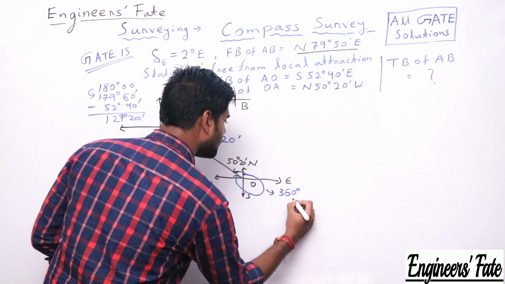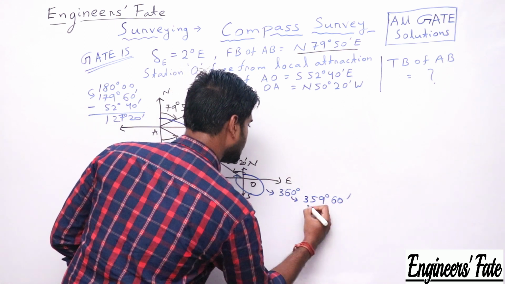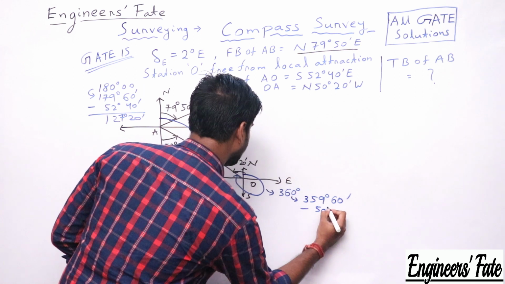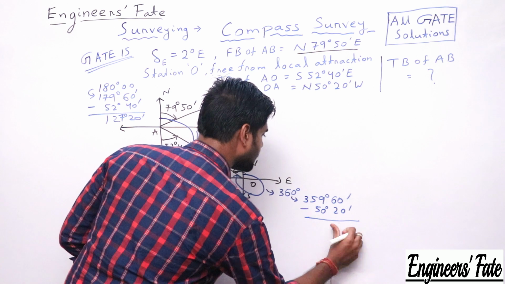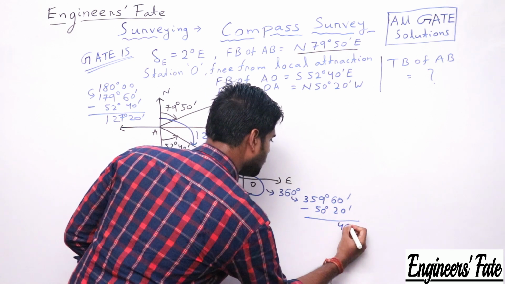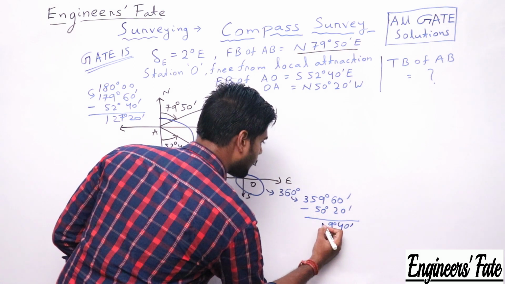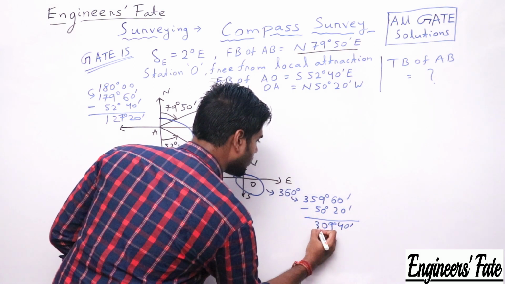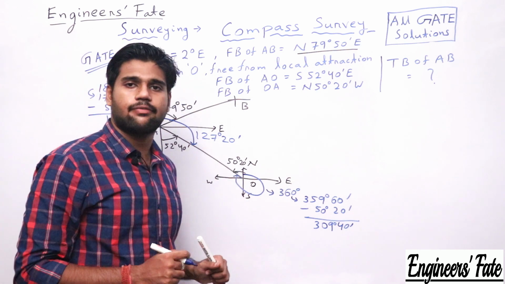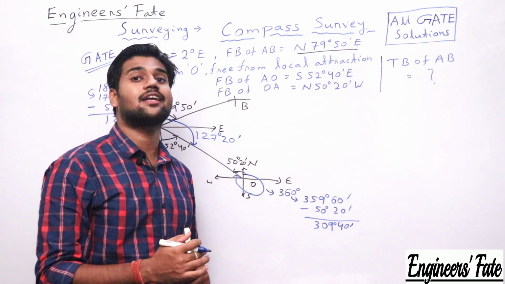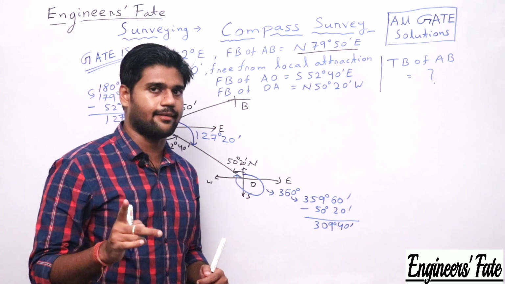I can write it as 359 degree 60 minute minus 50 degree 20 minute. So this will be 309 degree 40 minute. So the station O is free from local attraction, means whatever the reading I will take from station O, that will be the correct reading.